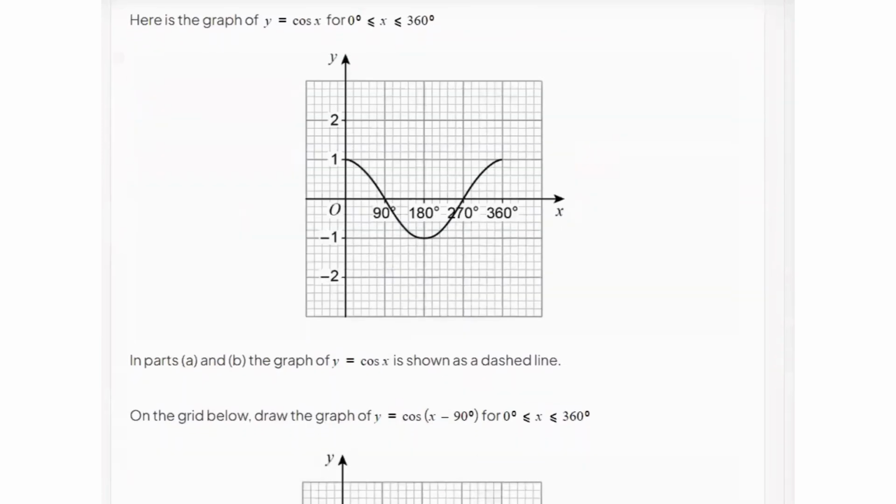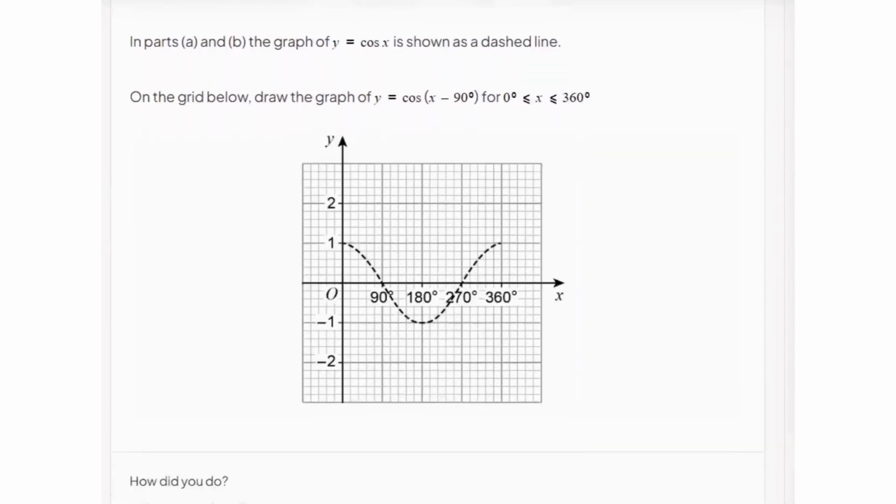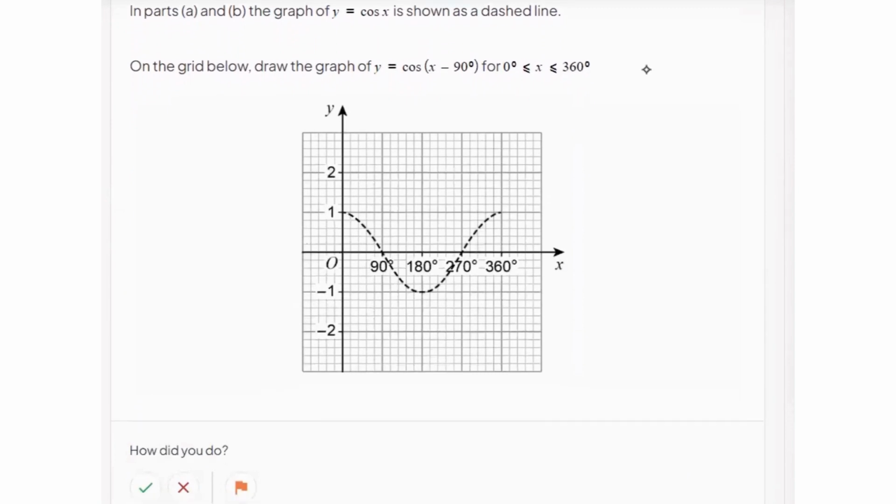The next question says, here's a graph of y equals cos x for x greater than or equal to 0 and less than or equal to 360. In parts A and B, the graph of y equals cos x is shown as a dashed line. On the grid, draw the graph of y equals cos of (x minus 90) for the same range. So for x minus 90, we're subtracting 90 from x. That means we're going to do a horizontal translation, and we're going to move 90 degrees to the right.